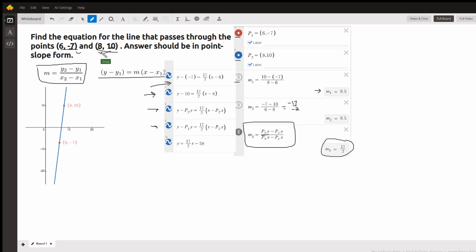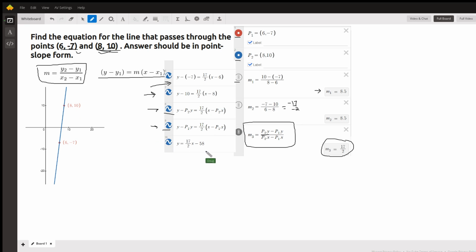So I could use 8 comma 10 and get y minus 10 equals 17 halves times the quantity x minus 8. It'll give you the same exact equation. Here's examples where I've used P sub 1 and P sub 2 to access the coordinates of those points. They all result in the same equation.